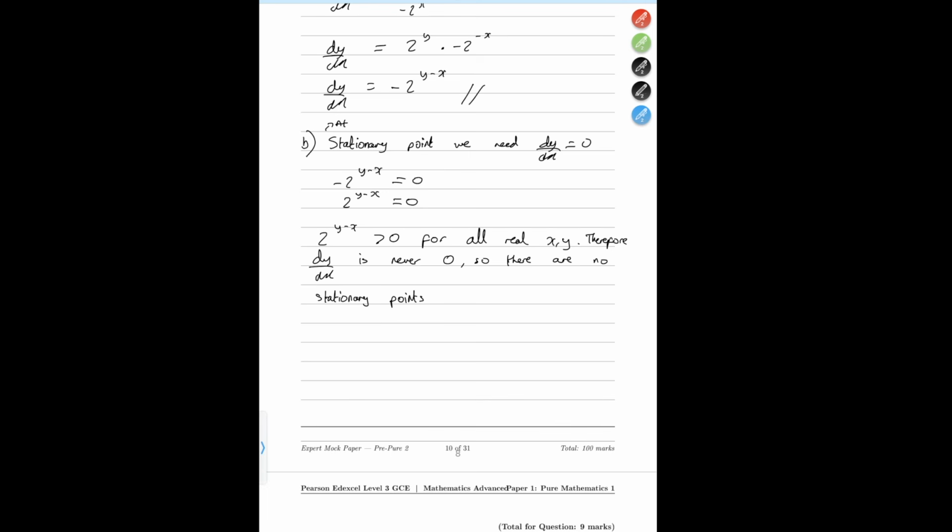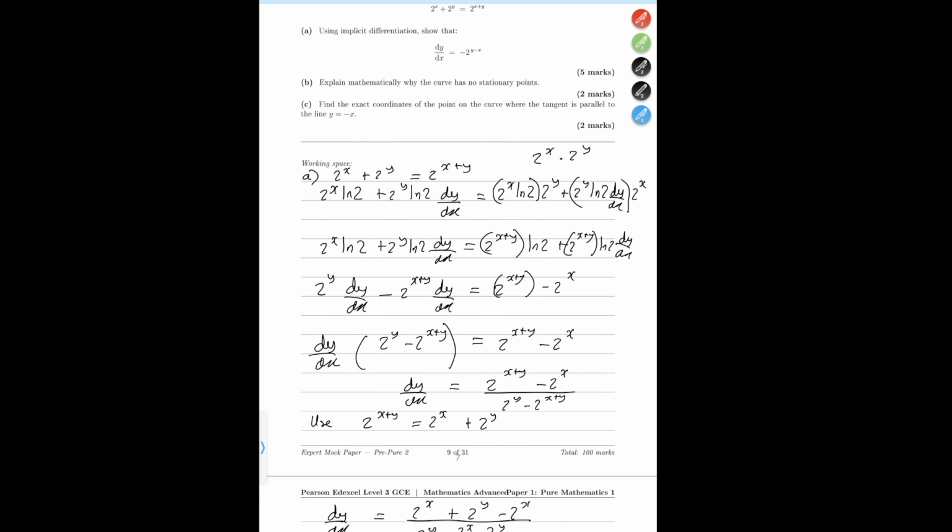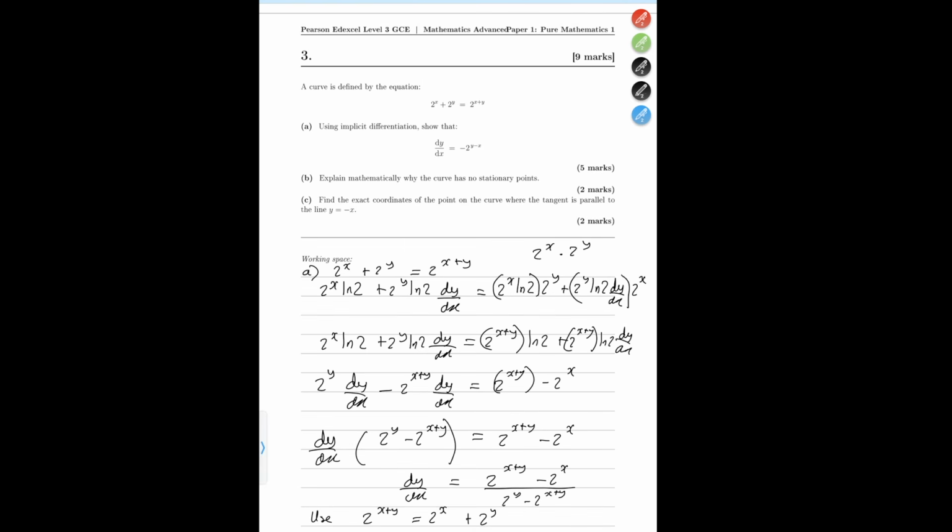Okay, so that's how part B works. So just explaining that the function for the derivative can never be equal to 0, so we'll never have a stationary point. So let's work on part C now.